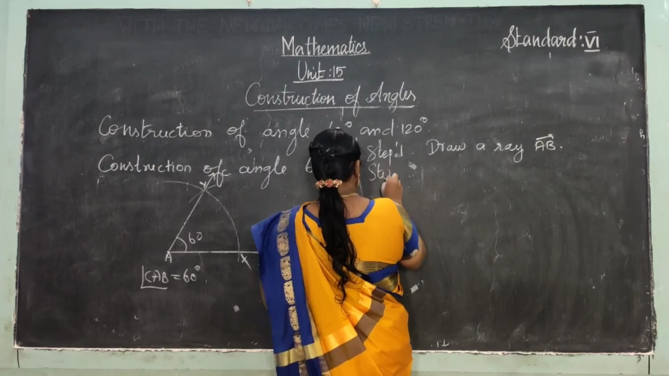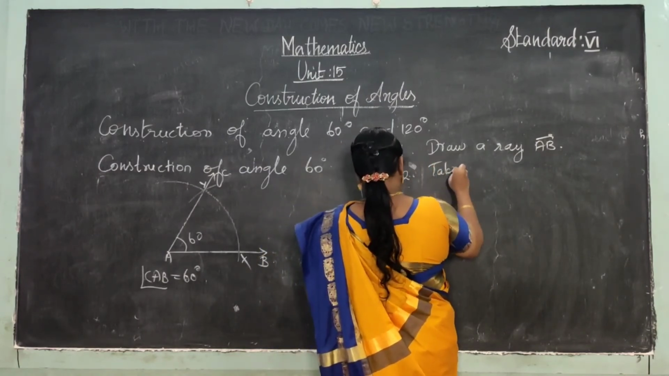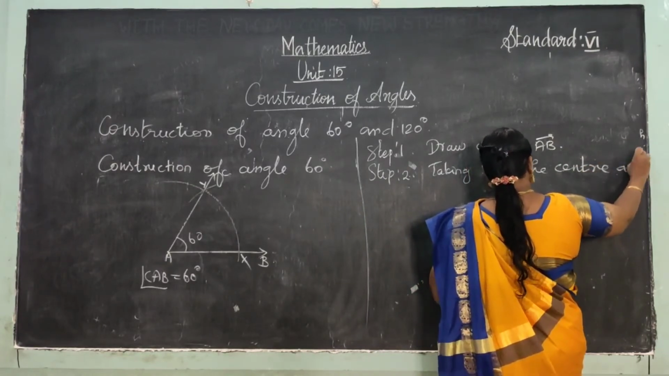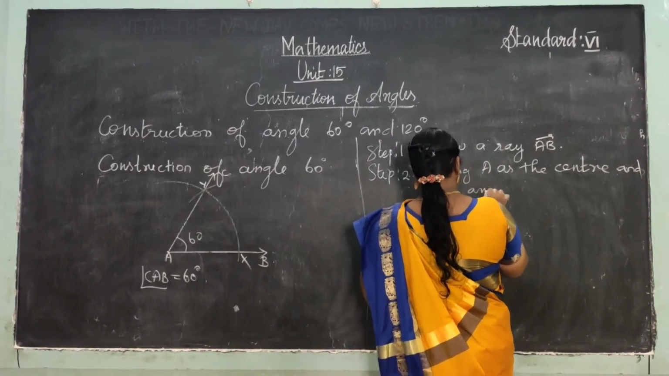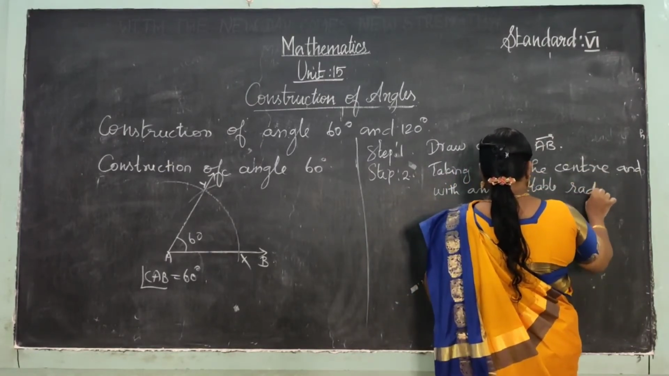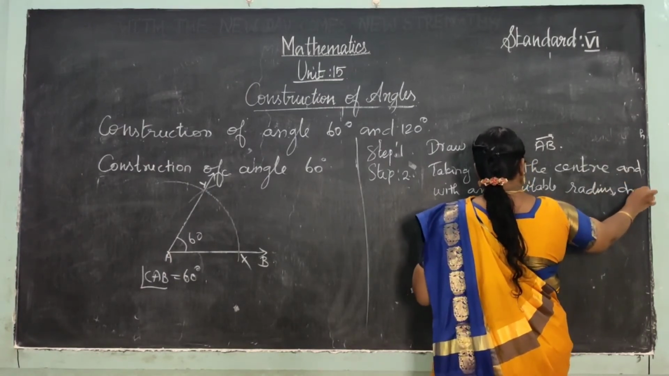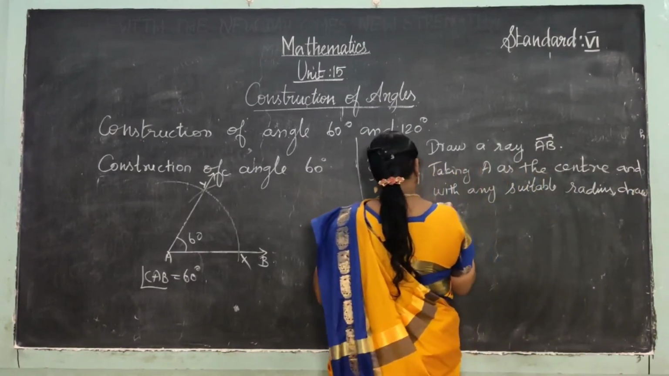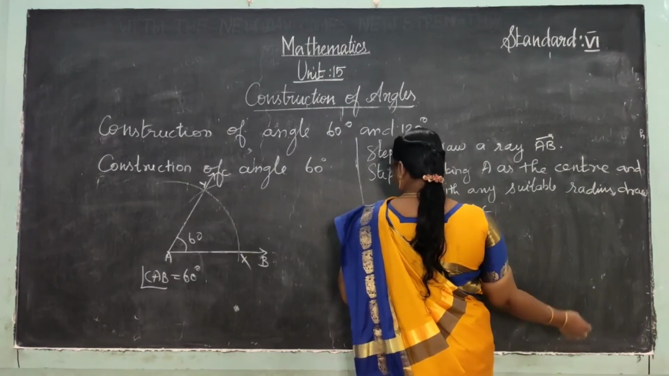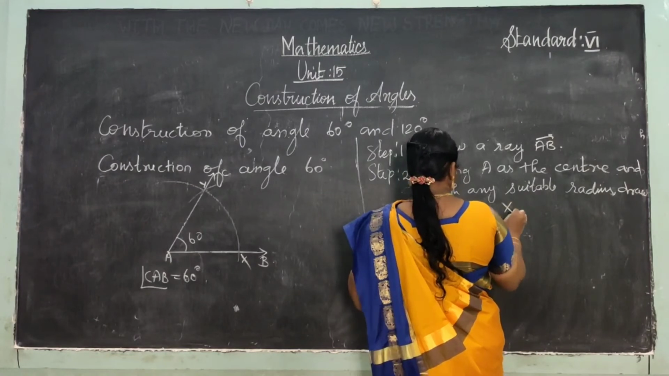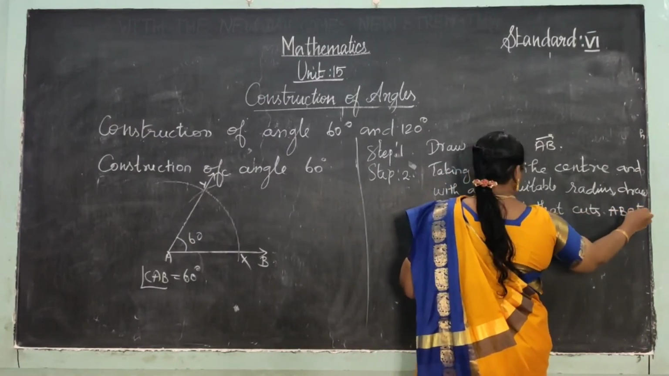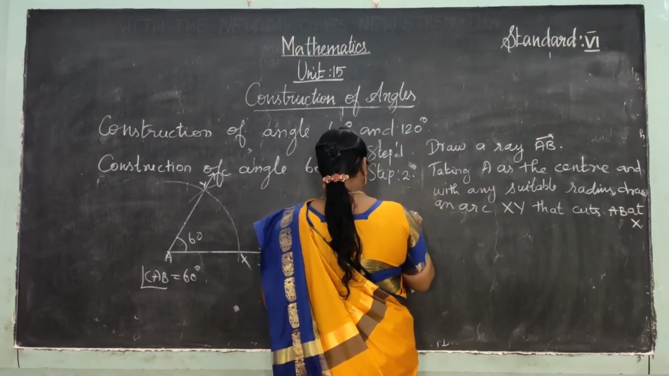Step 2, taking A as the center and with any convenient radius, any suitable radius, draw an arc XY that cuts AB at X.